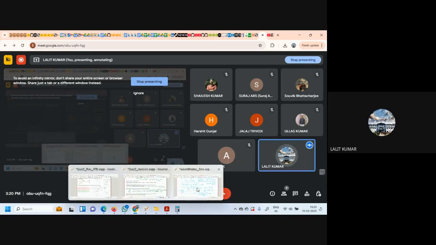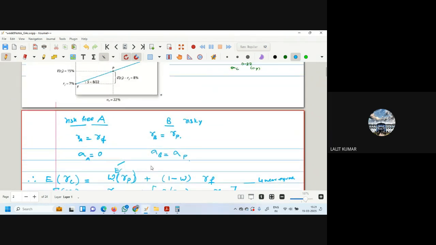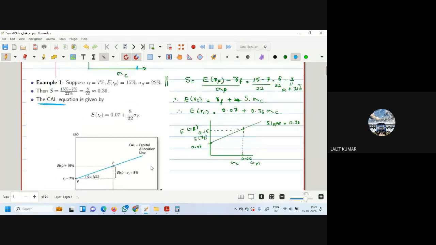Okay, I'm back. So we have now found the calculation. We have also found W star when there are only two assets, one risky and one risk free. We also deliberated on the formula for the Sharpe ratio. Is that okay till now? Everything is good? Yes, well and good.